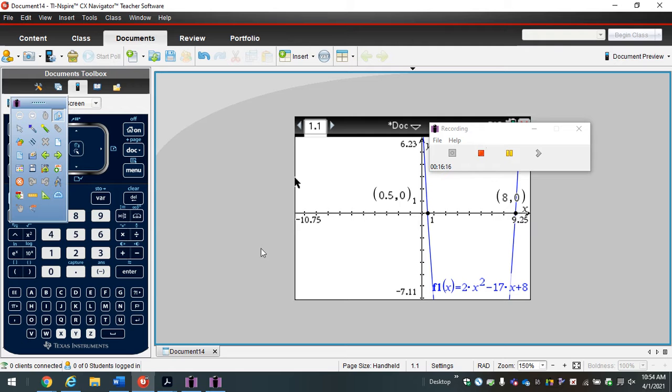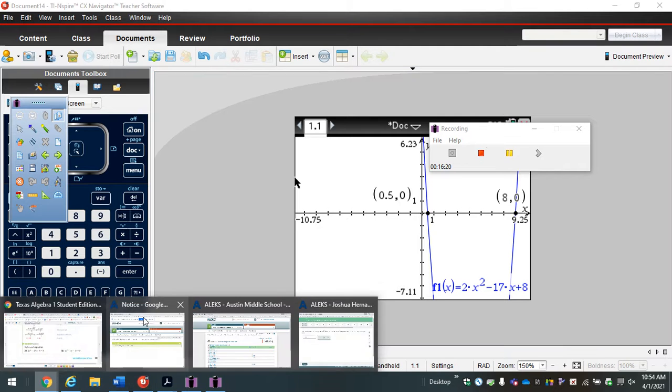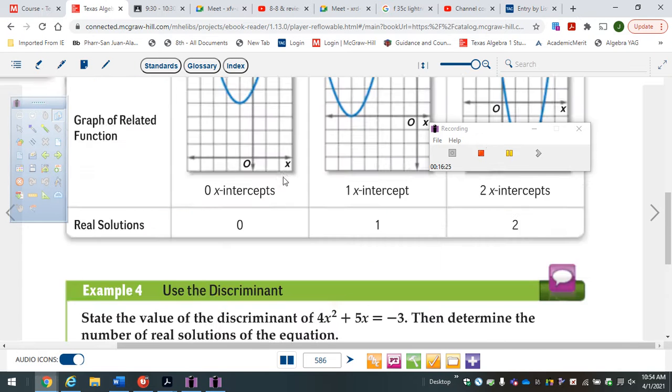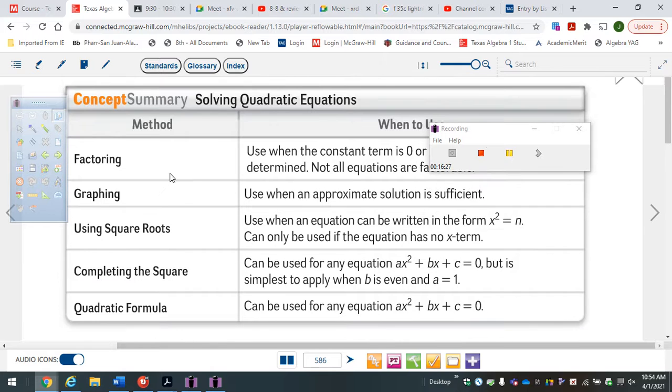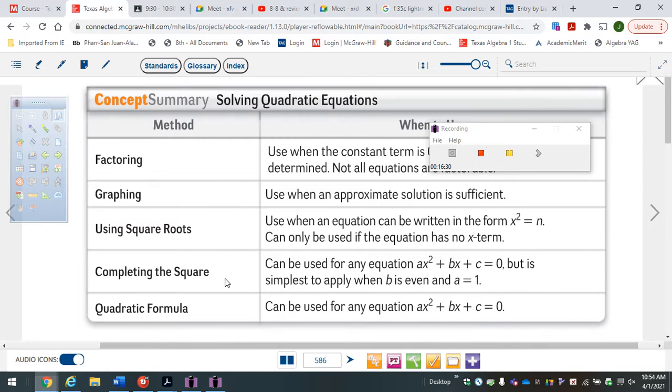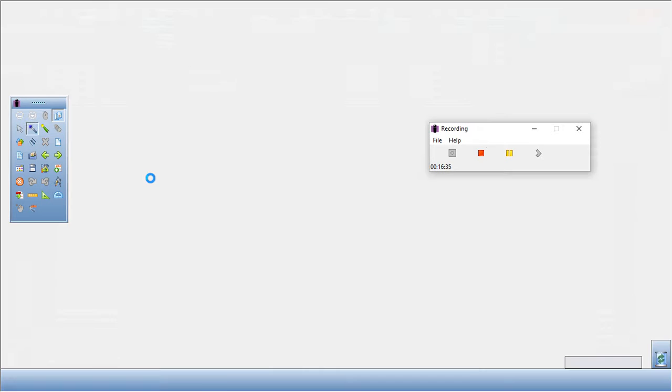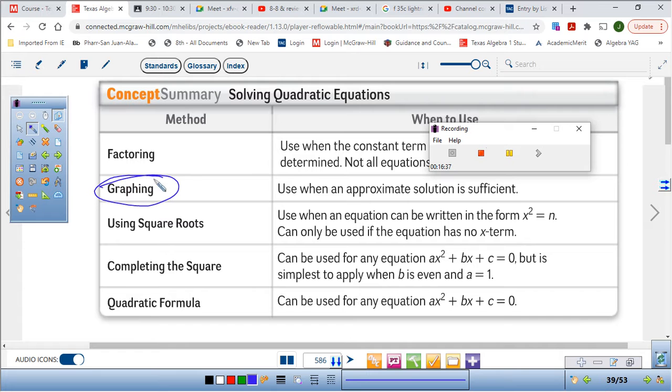So, moral of the story is you choose the way you want to do it. Now, let me actually show you what the book's going to show you next. In all this madness, you can factor, you can graph, you can square root it, you can complete the square, you can use the quadratic formula. Since we have the calculator, guys, I would say go to this one each time. Cool? Each time go to that one.